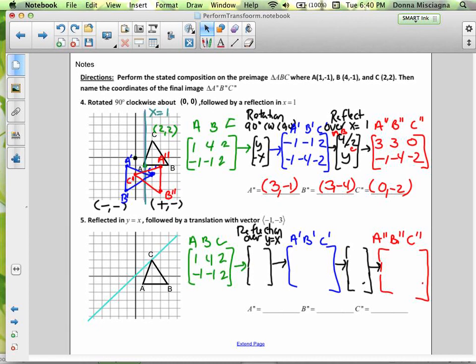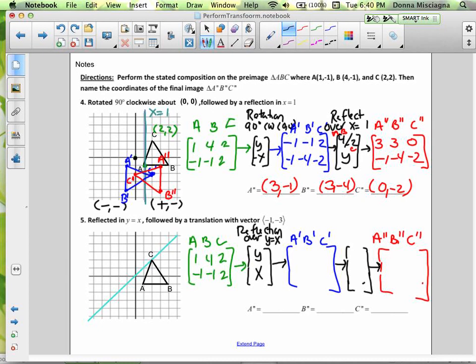We have the exact same starting triangle. Our first transformation is to reflect in y equals x. When we reflect over or in y equals x, remember our x and y coordinates switch. So let's just do that. That tells us what our rule is going to be.